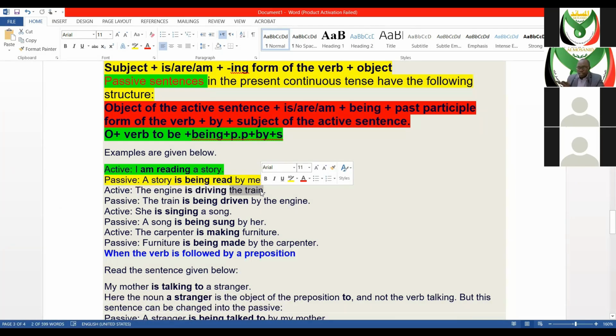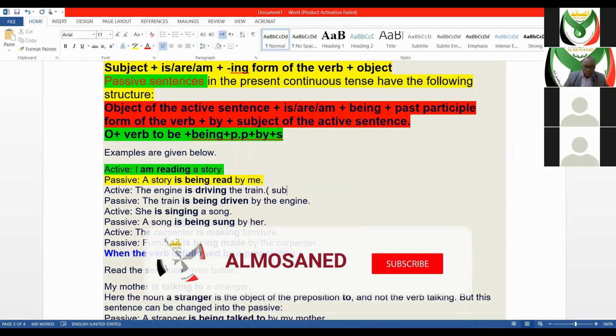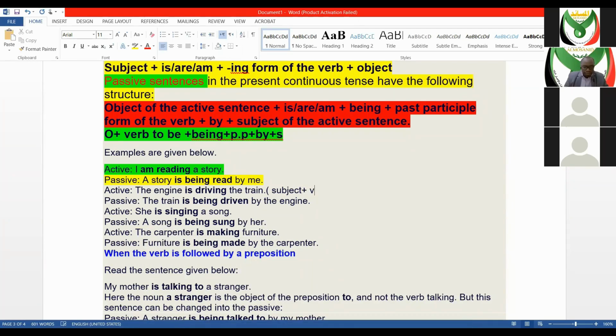Object عندنا subject verb ing is driving. We have the train is the object. واضح يا شباب؟ لأنه تكوين الجملة الإنجليزية في اللغة الإنجليزية تتكون من شنو؟ من subject خلينا نديكم برضه معلومة إضافية. Subject plus verb plus object. أو أحياناً قاعد يقولوا شنو؟ plus complement.